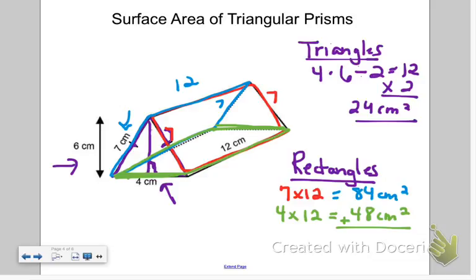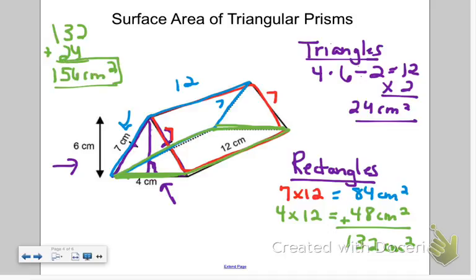And now I'm going to add them up to get the total for the rectangles. So I have to do 84 plus 48. And that's going to give me 132 square centimeters. So here we have 2 triangles, both of them total area is 24. The 3 rectangles is 132, so now I'm going to put it all together, 132 plus 24, and that's going to give me a total of 156 square centimeters.